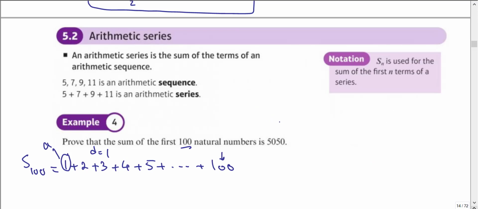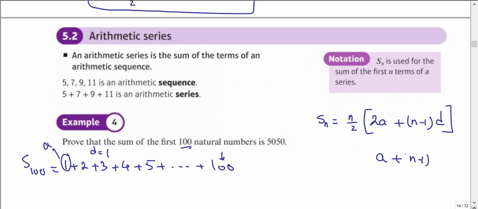What's the rule of the sum of an arithmetic series? It's Sn equals n over 2, times 2a plus n minus 1 d. Of course, you have to memorize this. If you remember the rule for the nth term from last class, it was a plus n minus 1 d, right? If you multiply by 2 and outside you do n over 2, that's the sum of the first n terms.